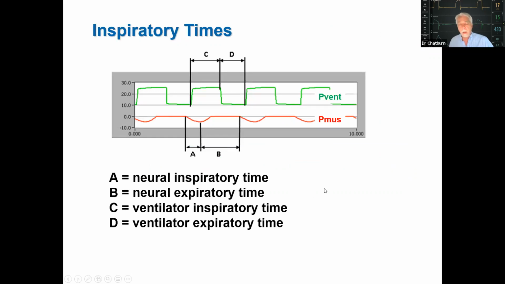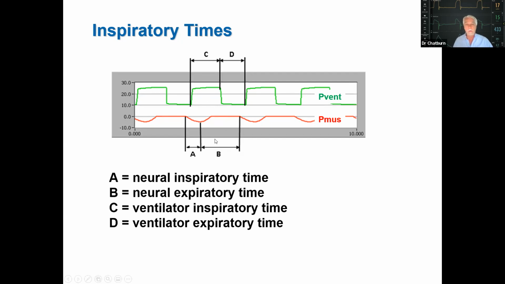Now, another concept that is useful has been promulgated and described to a great deal by Christopher Sinderby and his group, because they have a NAVA signal, basically a diaphragmatic EMG, which is a good substitute for a muscle pressure signal. But we could think in terms of a neural inspiratory time, what the brain thinks the inspiratory time should be. So that would be this, and the neural expiratory time would be this. So this is where the diaphragm is contracting, and here's where the diaphragm is relaxing or not doing anything.